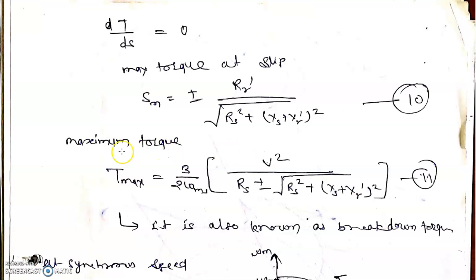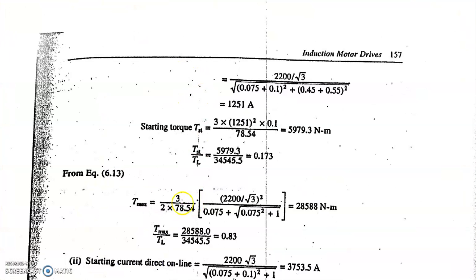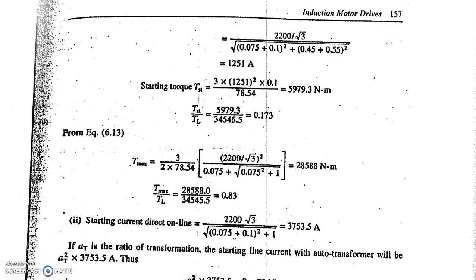This is the formula for maximum torque: 3 upon 2 omega ms, V square upon Rs plus under root of Rs square plus (Xs plus Xr dash) square. So by using this formula, we have calculated the maximum torque, and the ratio of maximum torque upon full load torque can be calculated here. So this is the first part. We have calculated this value.